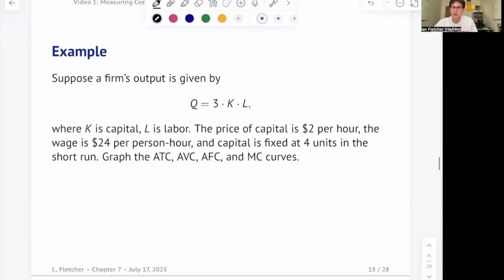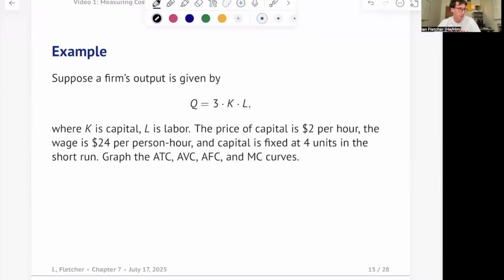So let's look at an example here, because I think that we've been talking a lot in the abstract. First, suppose that a firm's output is given by the production function 3 times capital times labor. If the price of capital is $2 per hour and the wage is $24 per hour, capital use is fixed at 4 units in the short run. Let's graph the ATC, the AVC, the AFC, and the MC.